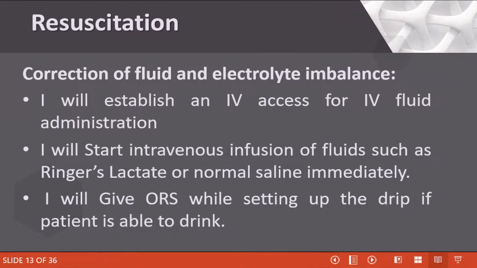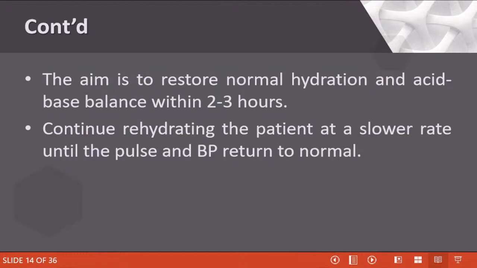And then I will start intravenous infusions of fluids such as Ringer's lactate or normal saline immediately. And I will give ORS, which is oral rehydrative solution, while setting up the drip if the patient is able to drink. The aim is to restore normal hydration and acid-base balance within 2 to 3 hours. So continue rehydrating your patient at a slower rate until the pulse and the blood pressure return to normal.